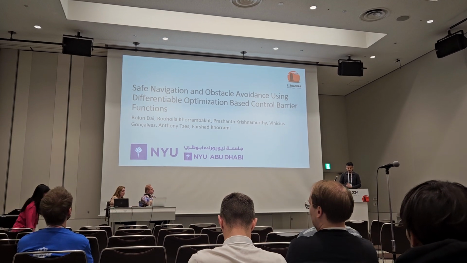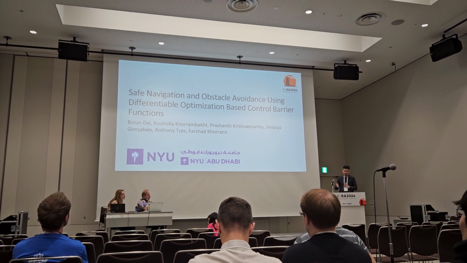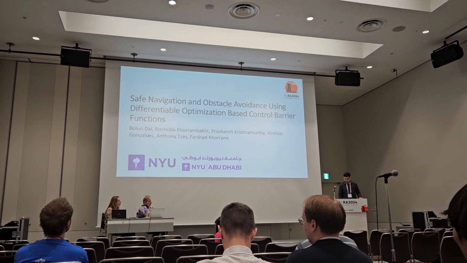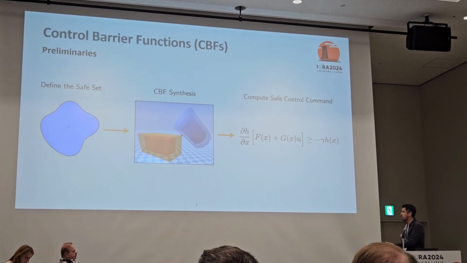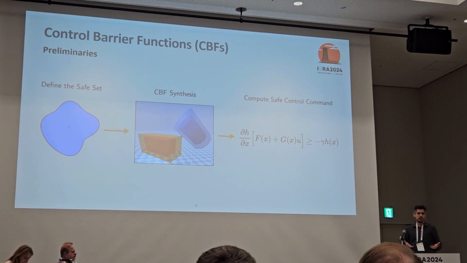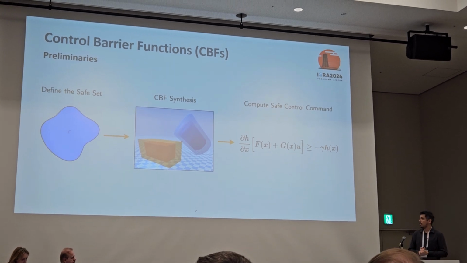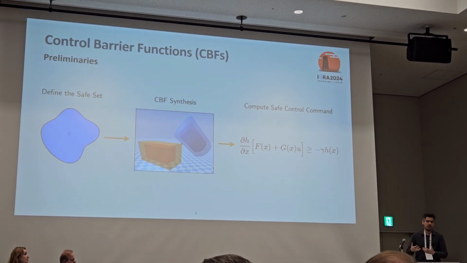This is a joint collaboration between New York University, New York and New York University in Abu Dhabi. The objective here is to ensure safety for robotic systems. In particular, we want to guarantee collision avoidance. And a pretty popular approach is using control barrier functions, right?